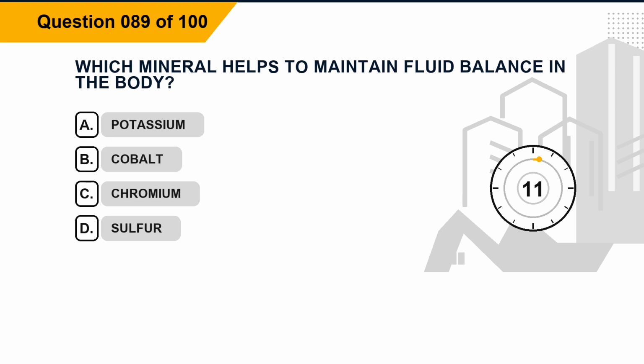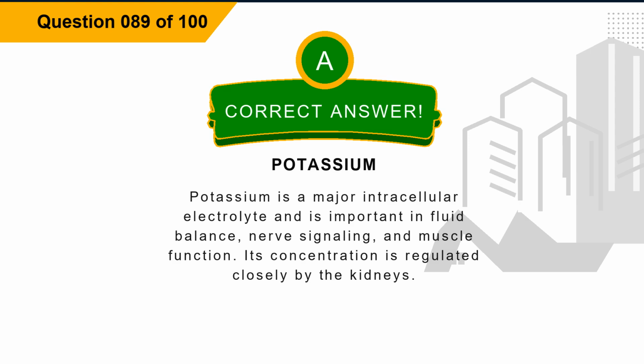Question 89. Which mineral helps to maintain fluid balance in the body? Option A, potassium. Option B, cobalt. Option C, chromium. Option D, sulfur. The correct answer is option A, potassium. Explanation: potassium is a major intracellular electrolyte and is important in fluid balance, nerve signaling, and muscle function. Its concentration is regulated closely by the kidneys.